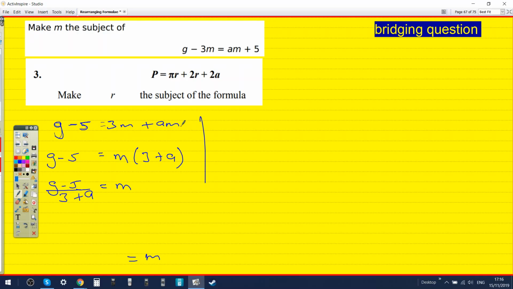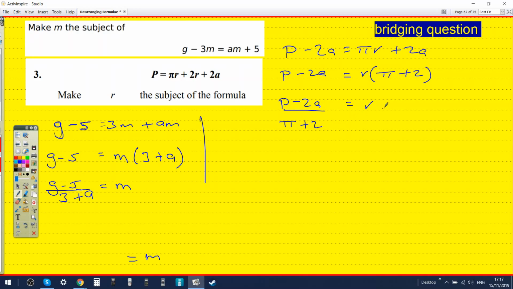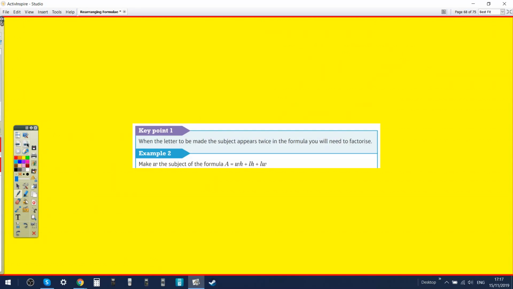Minus 2a, so p minus 2a equals pi r plus 2r. Then factorize r, so r brackets pi plus 2. And then divide by pi plus 2 on both sides. So p minus 2a over pi plus 2, and that's equal to r. Well done. So you did that well enough.